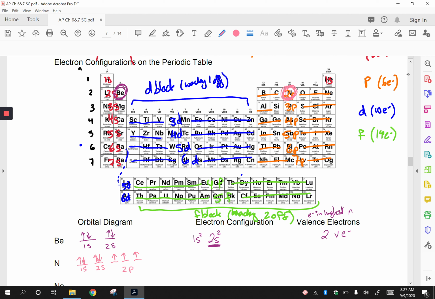If I wanted the electron configuration, I'd say 1s2, then 2s2, then 2p3. And you can get this from this or just from the periodic table: 1s2, 2s2, and then 2p3.